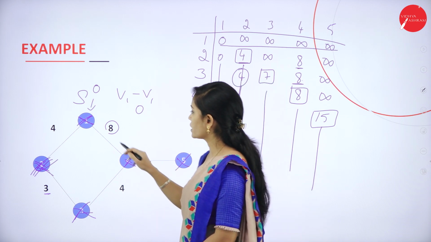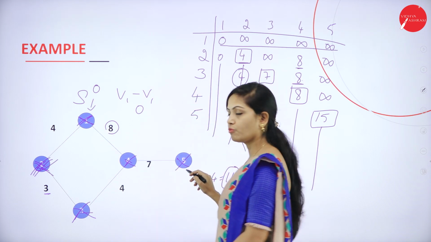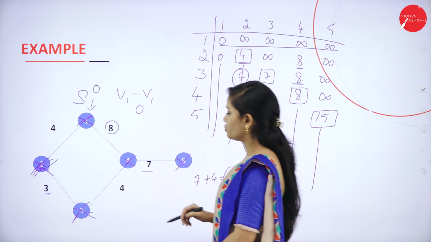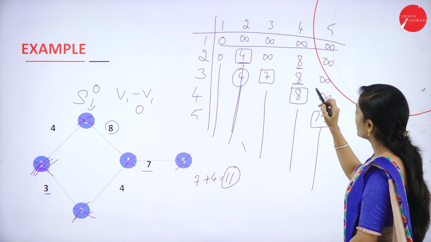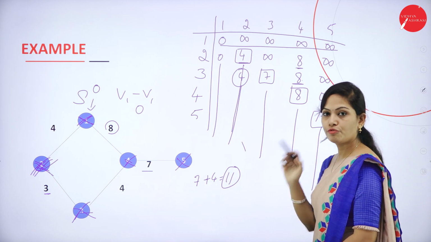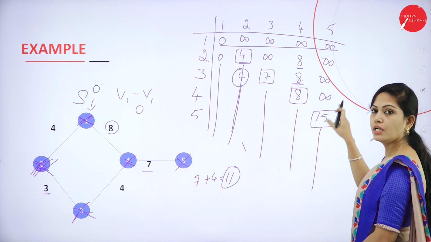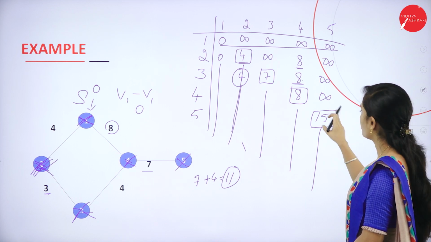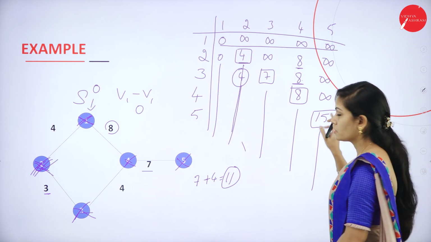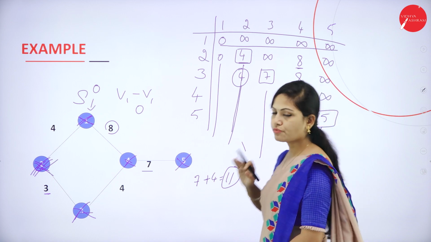So vertex 4 is connected to vertex 1 and vertex 5. And the edge value is 7. So 8 plus 7 is equal to 15. So in the next step for vertex 5 I have written 15. Infinity is higher than 15, so I have written the least value as 15. So now the consideration has finished.